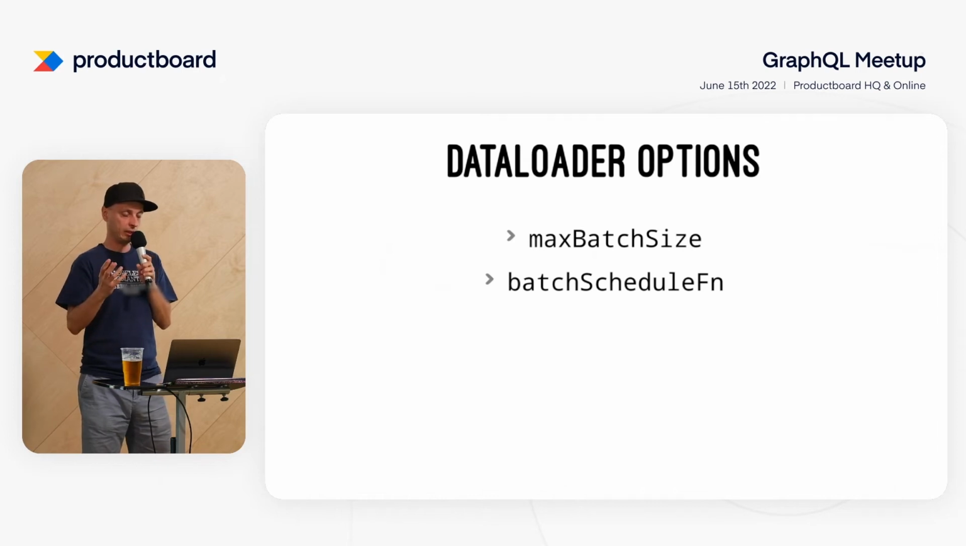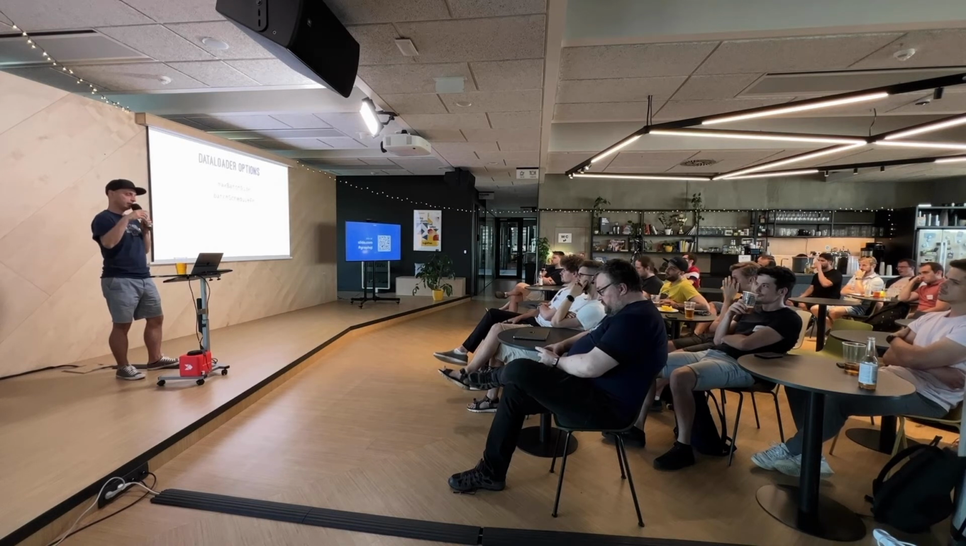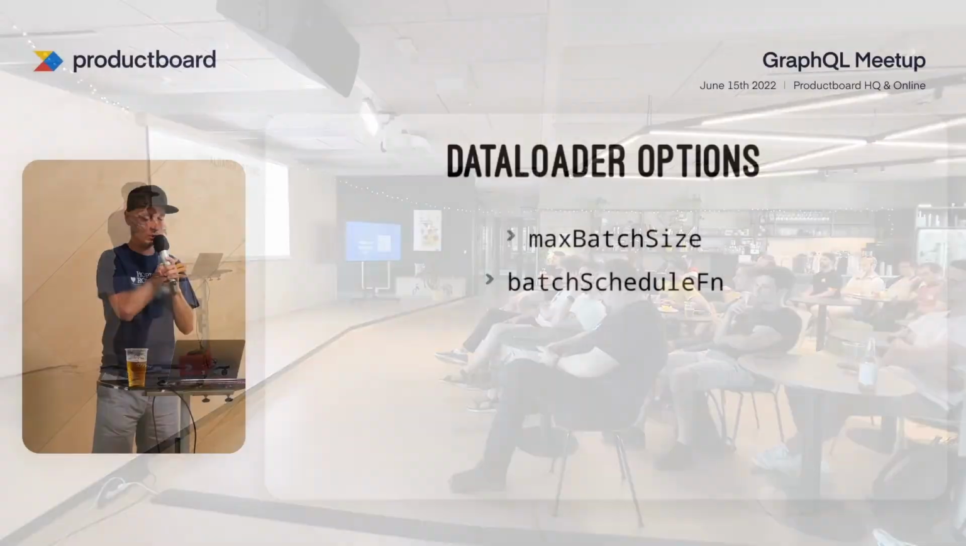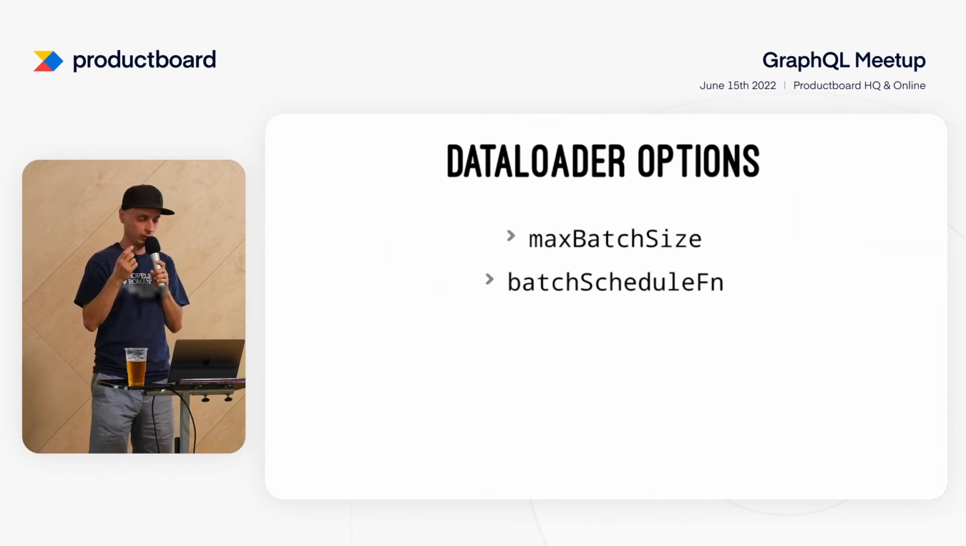The data loader by default works something like the internal tick in the Node event loop to gather the requests, because in your resolver you usually just call load with one single ID. But the data loader gathers these requests and batches them together. It's happening in the event loop in a tick, but you can specify your own batch scheduler.